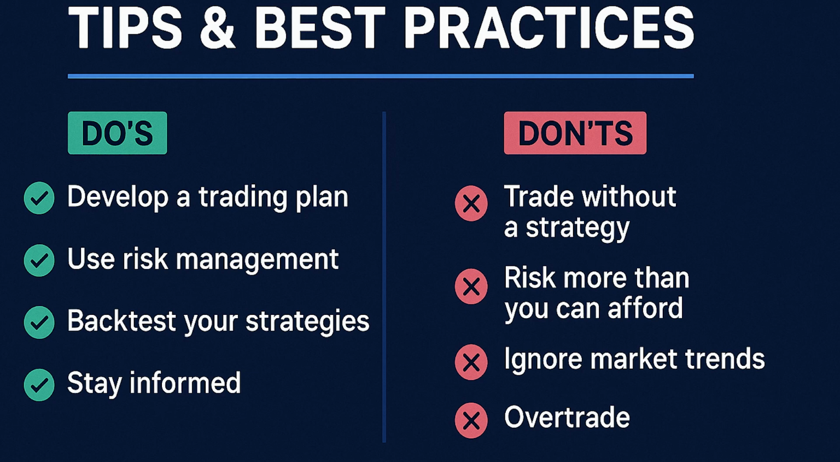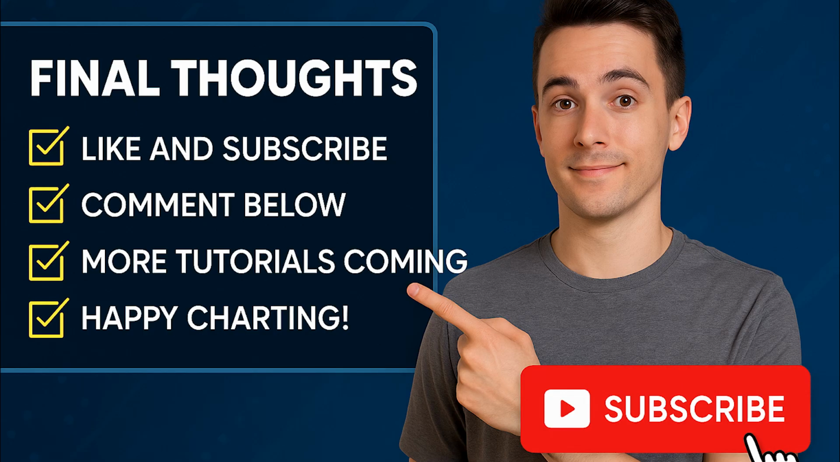Here are some quick tips. Use alerts for price breakouts. Never trade without a stop loss. Keep your layouts organized. Sync your settings to the cloud. Always double-check your API connection security. These small habits make a big difference over time. And that's how you use TradingView with Binance like a pro.